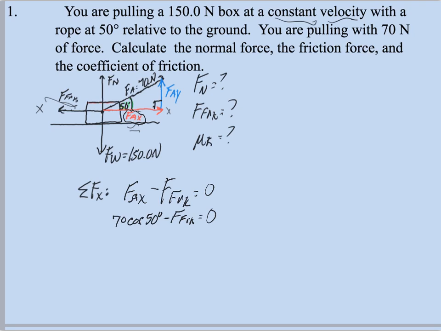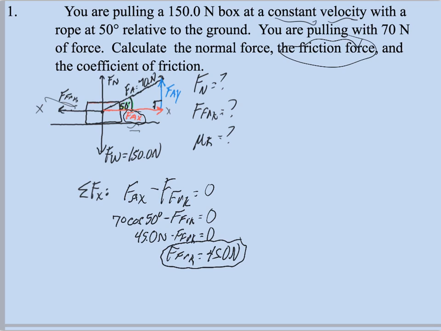Well, 70 cosine of 50 is 45 newtons, minus the friction force, which means that the friction force is 45 newtons. And that's my first answer. That's one of the answers that they wanted me to find up here, friction force.